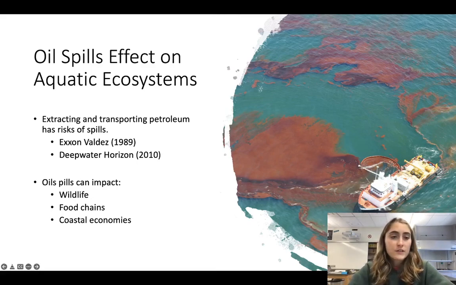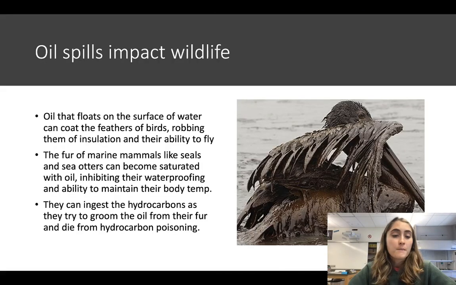Now we'll go over this quickly because we already kind of talked about oil spills, but of course oil spills have an effect on aquatic ecosystems. We focused on two in particular, Exxon Valdez and Deepwater Horizon, which were both pretty bad. And of course those oil spills had long-lasting impacts on wildlife, food chains, and coastal economies. A lot of that had to do with how the oil was interacting with those species.